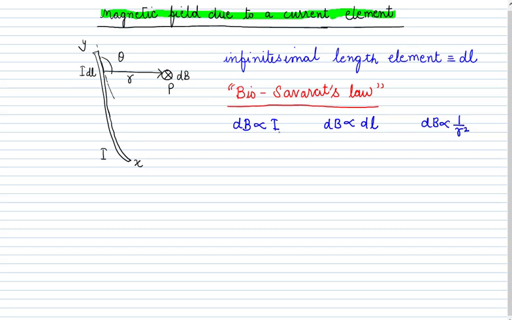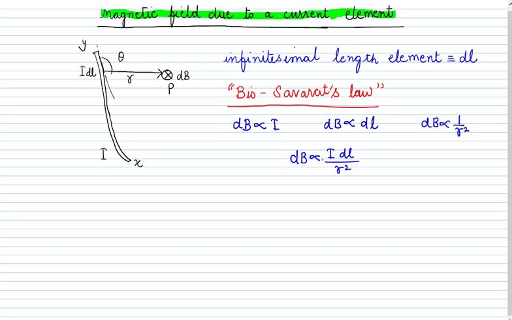Magnetic field is directly proportional to the current, it is directly proportional to the length element which is producing the magnetic field, and it is inversely proportional to the square of the distance at the point where we are calculating the magnetic field. So we can combine these three relations given by Biot-Savart's law. So it is I multiplied by dl and multiplied with 1 upon r squared. These three relations when combined give this relation.